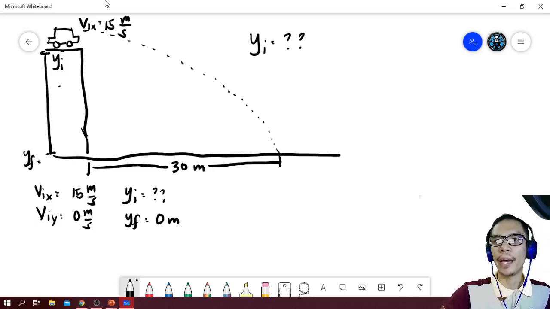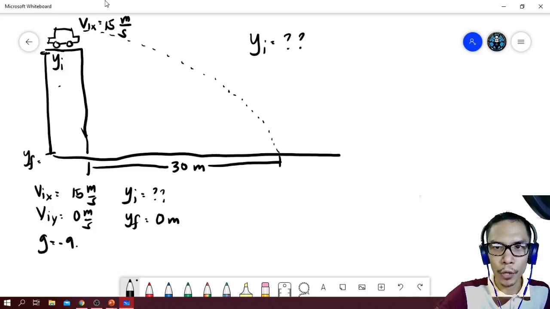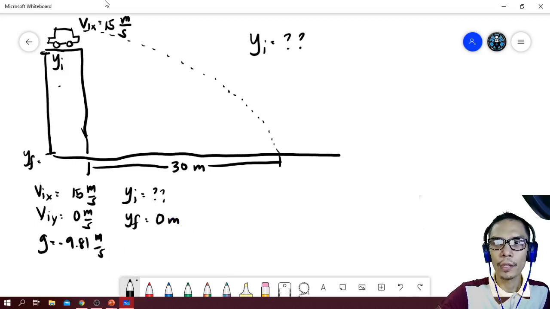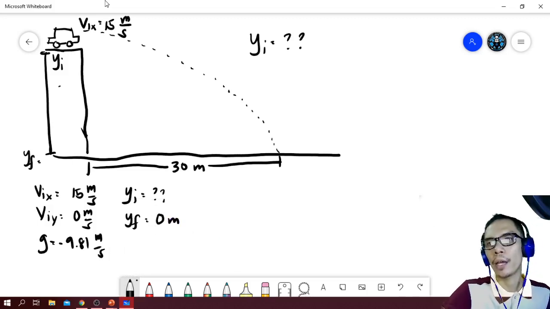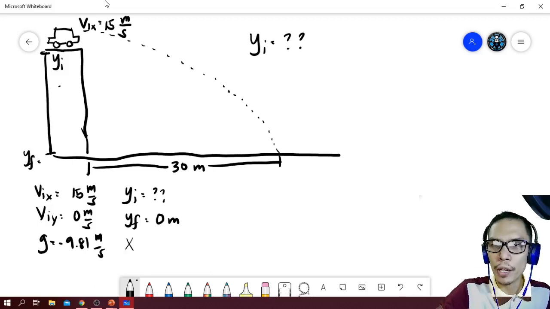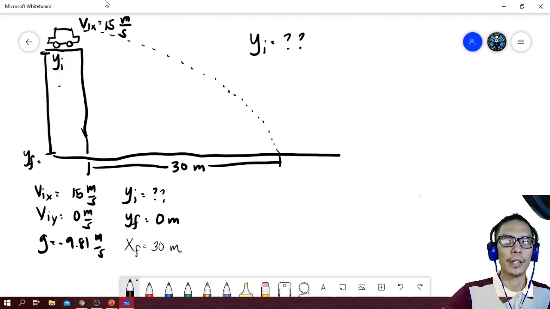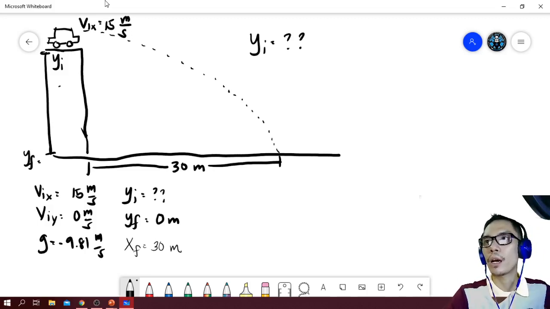Okay, so that is 0. And what's next? So we have the g, which is negative 9.81 meters per second squared. And what's next? So we have the range, x sub f, which is 30 meters.